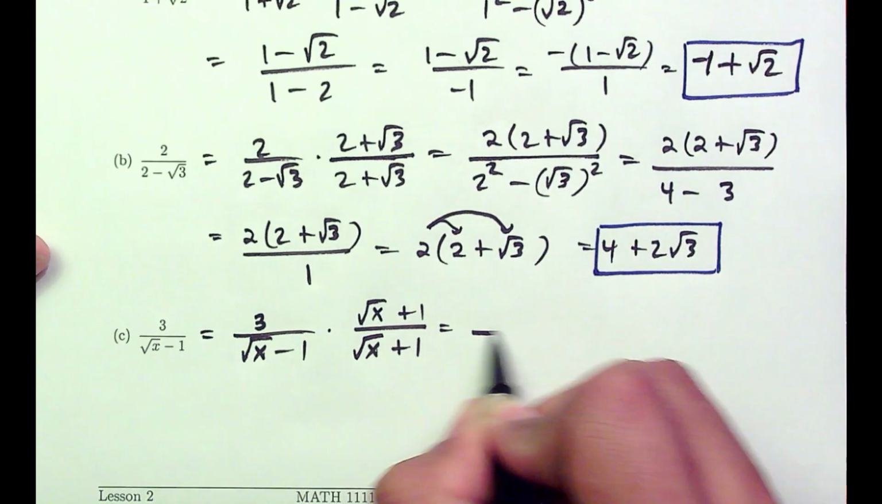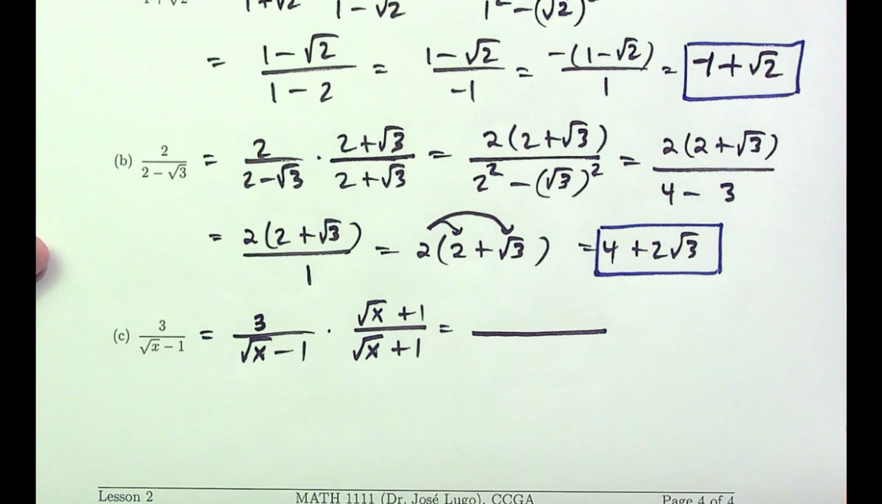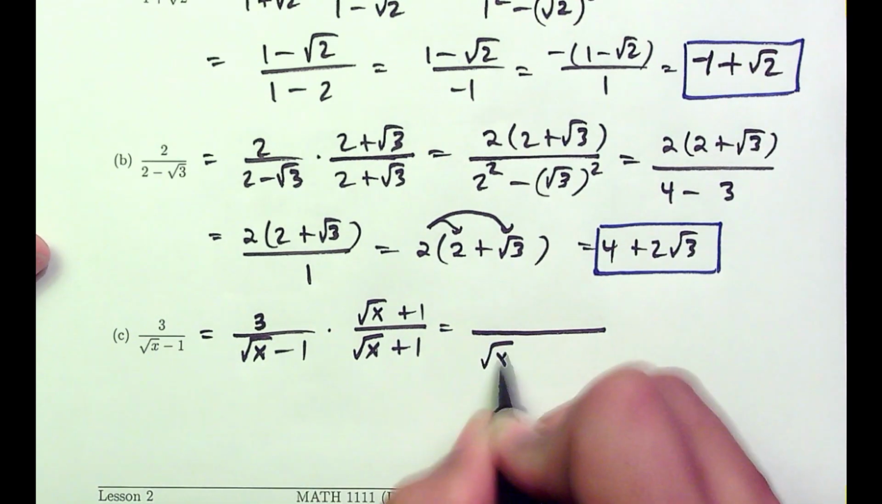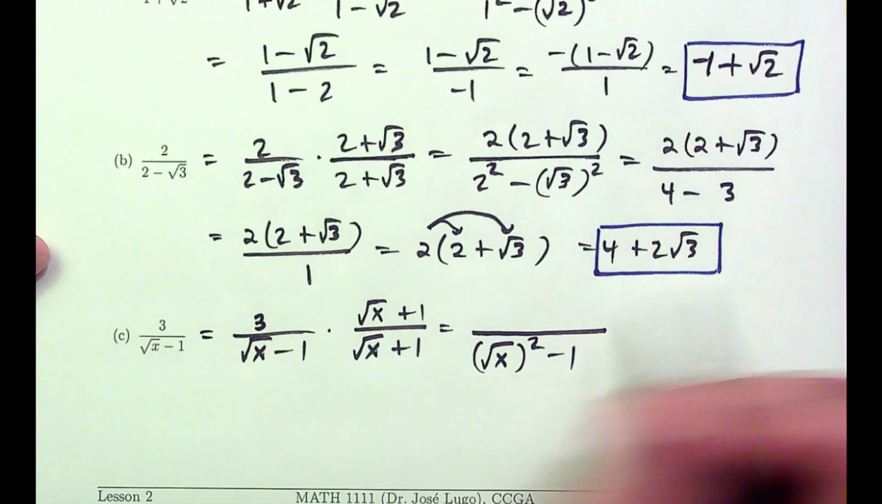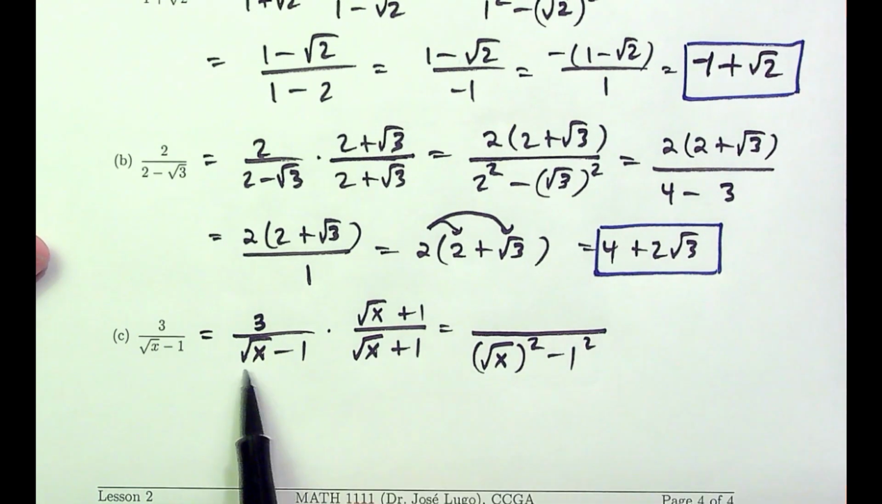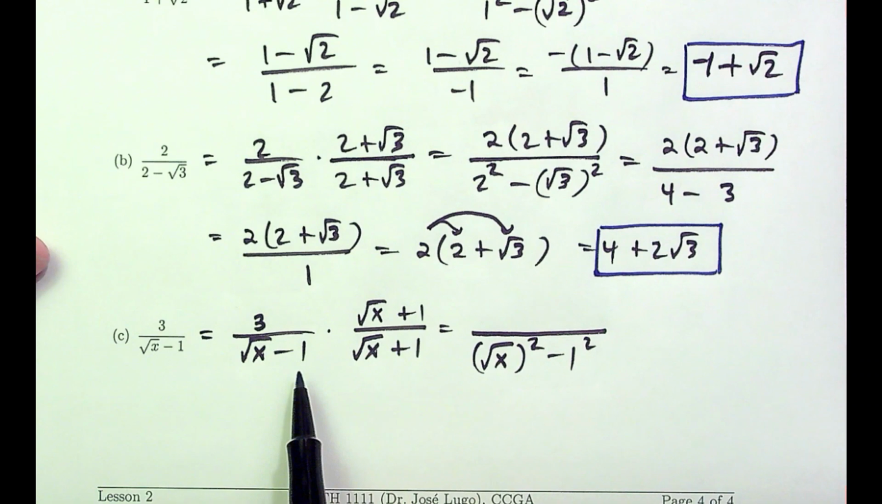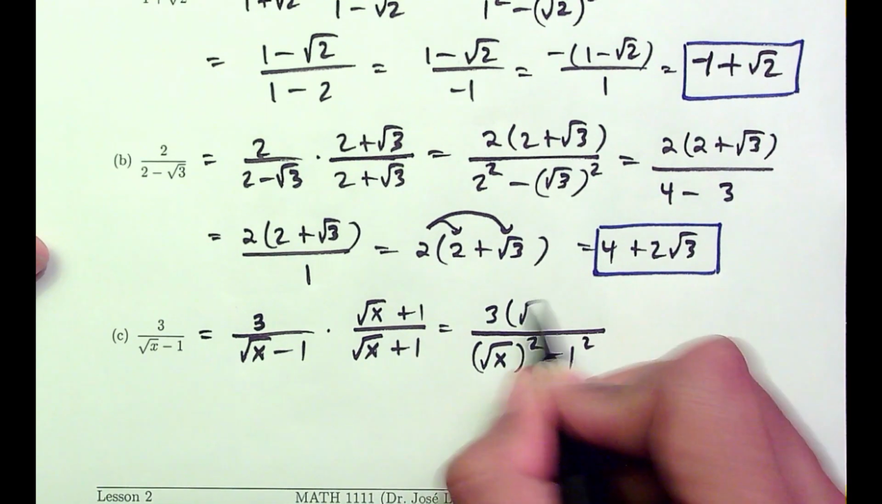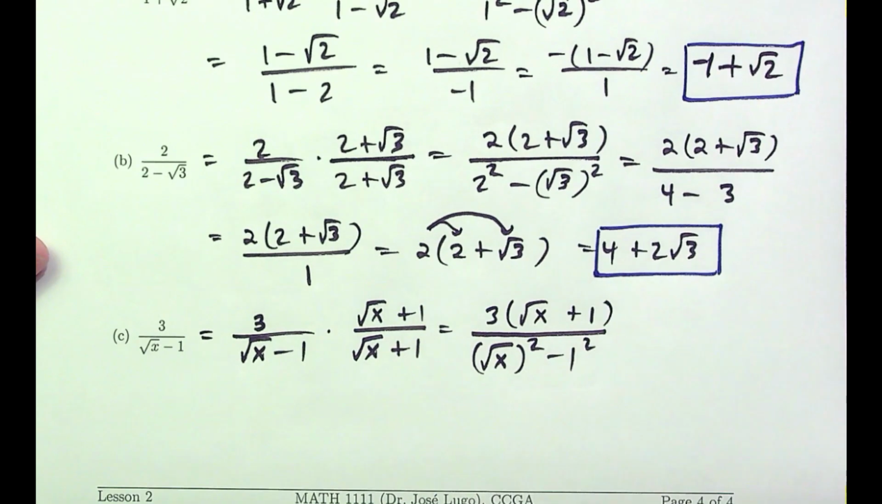Now that's supposed to get rid of the square roots from the bottom, and it does, because according to the formula, this is the square root of x squared minus 1 squared. First one squared minus the second one squared. And then on the top, just multiplying across, you get 3 times square root of x plus 1.